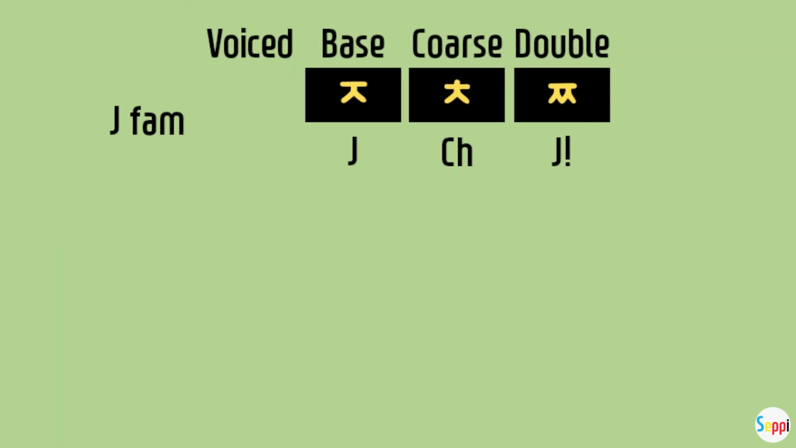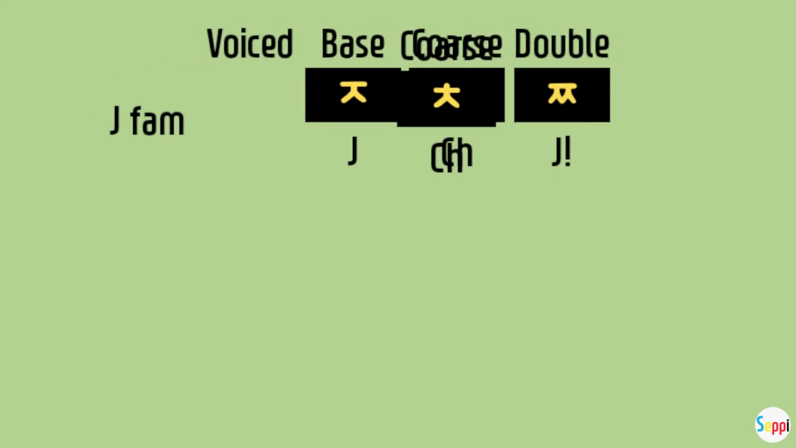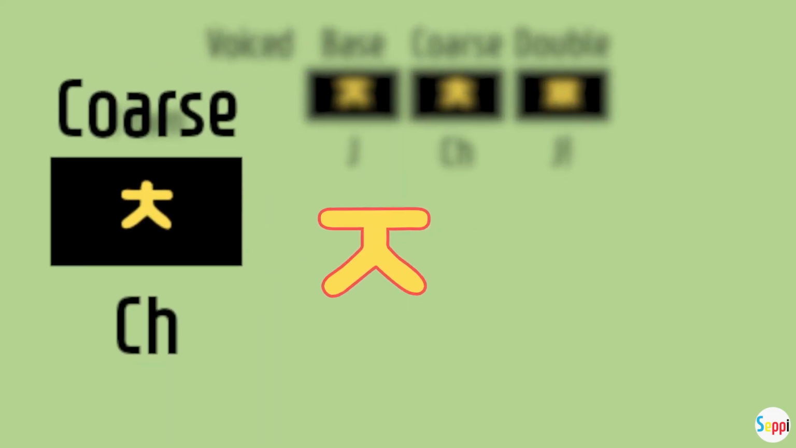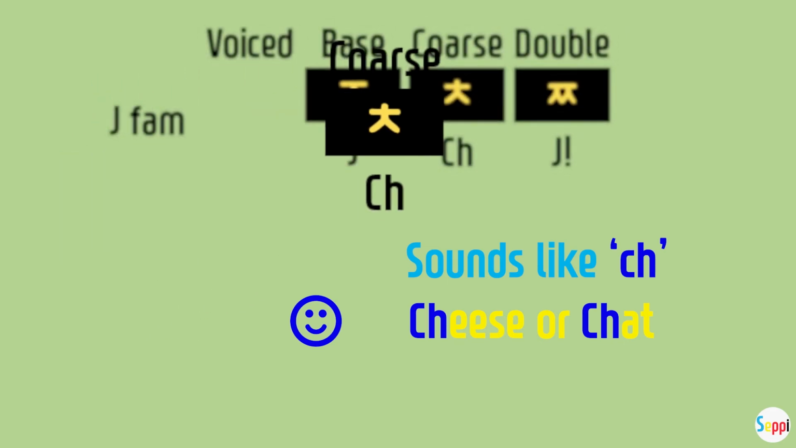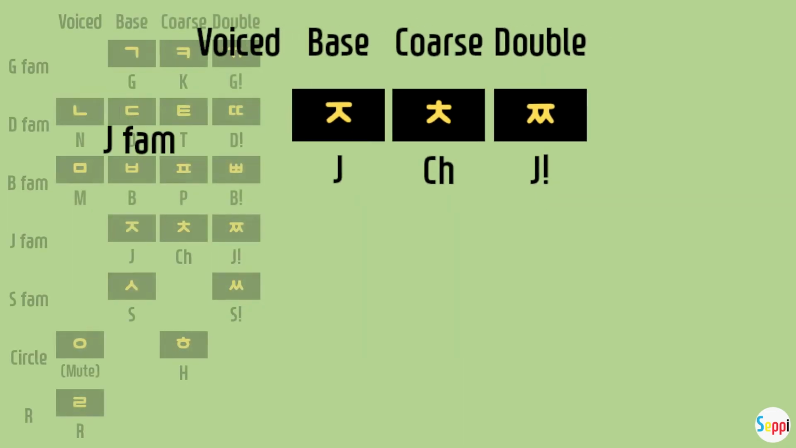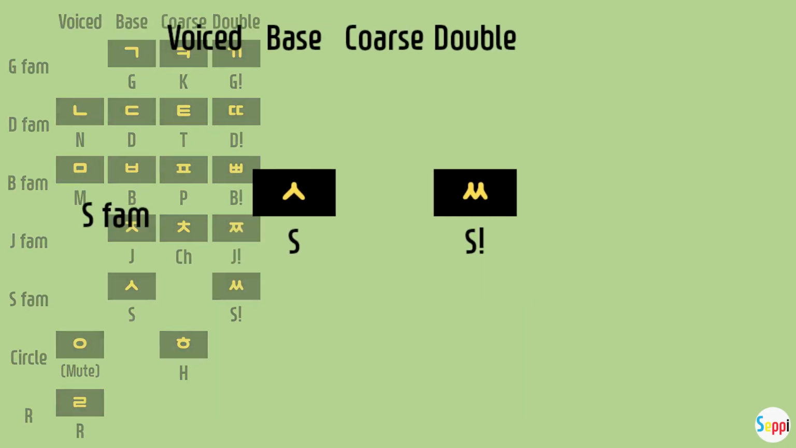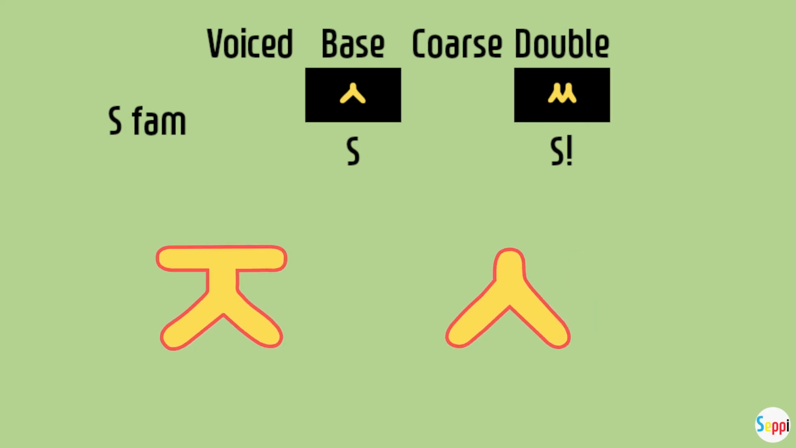Now we're on the J family here. The base J here represents the English J sound. A core sibling at the right side, the shape of which is the base J with a dot on top, has the English CH sound in cheese or chat. And it also has a double consonant, double J, the sound of which is strongest. Before going to the S family, I want to note that the base J is very similar to base S appearance-wise. The shape of J is the base character S with an additional horizontal line on the top.